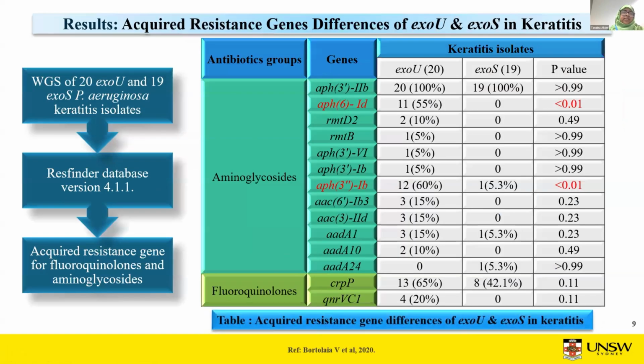Now coming to the genetic study result. For the genetic study, I did whole genome sequencing of 20 ExoU and 19 ExoS Pseudomonas aeruginosa from 187 keratitis isolates. I used those whole genome sequence data to find acquired antibiotic resistant genes associated with fluoroquinolones and aminoglycosides using the ResFinder database. You can see here that most of the acquired resistant genes are more common in the ExoU group. These two highlighted acquired resistant genes, which confer resistance to aminoglycoside, had significantly higher frequency in the ExoU group. However, there was no significant difference between these two lineages in terms of fluoroquinolone acquired resistant genes.